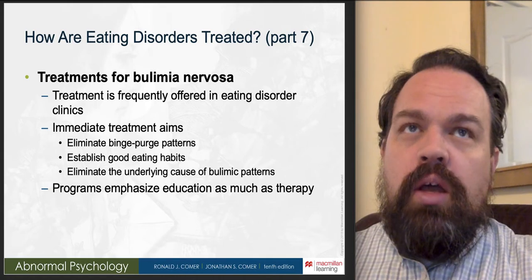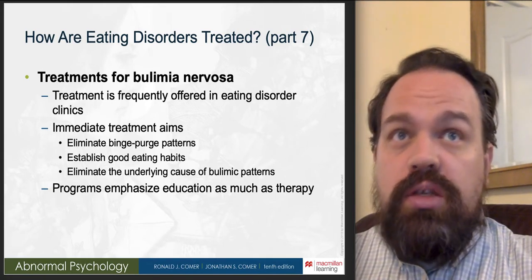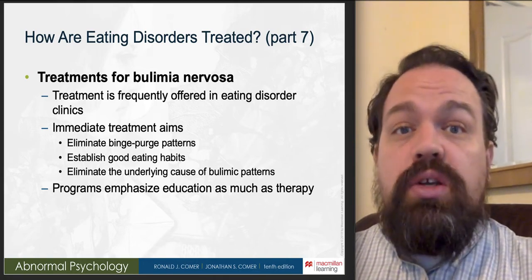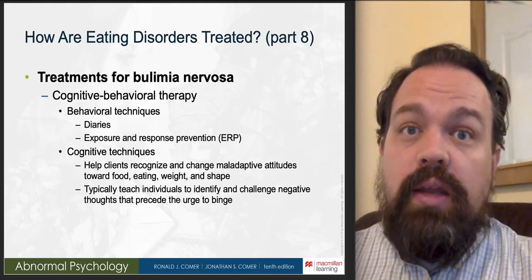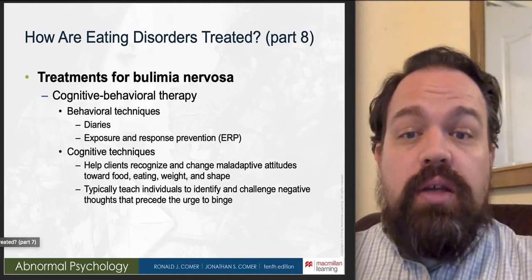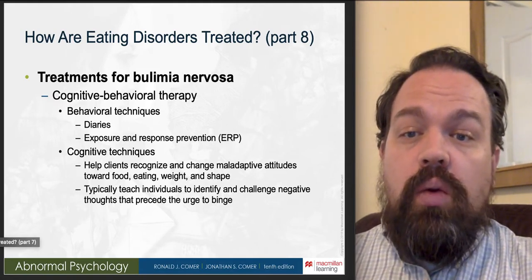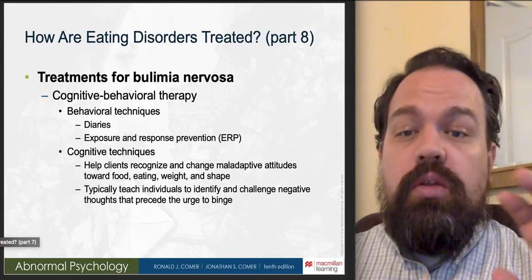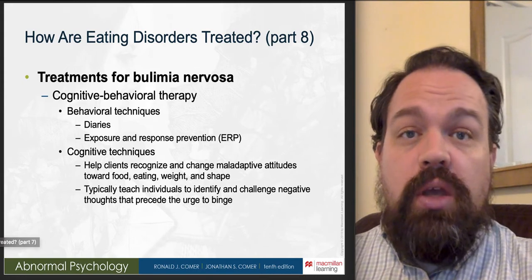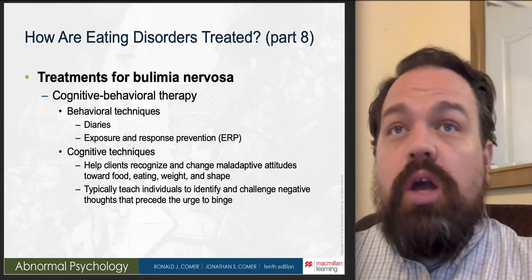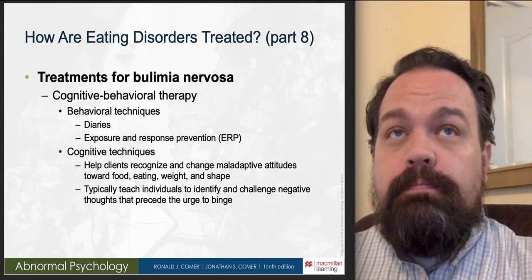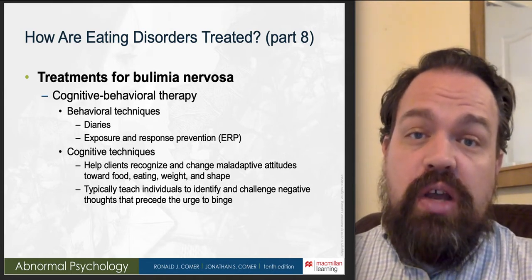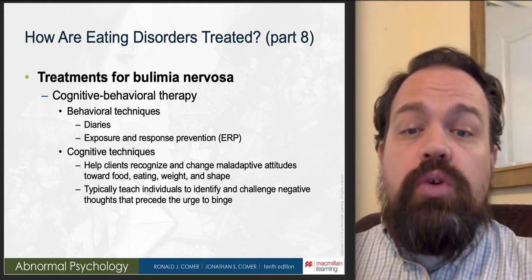And a lot of this has to do with teaching them how their bodies work and how nutrition actually works, as much as changing their thoughts about their own weight and how their body looks. So CBT is a big one here, where we're focusing not just on the behaviors, but also on the cognitions. So on the behavioral side of it, you've got people keeping diaries, not just for their emotions, but then also food diaries, so that they're keeping really good track of what they're eating. And then exposure and response prevention.